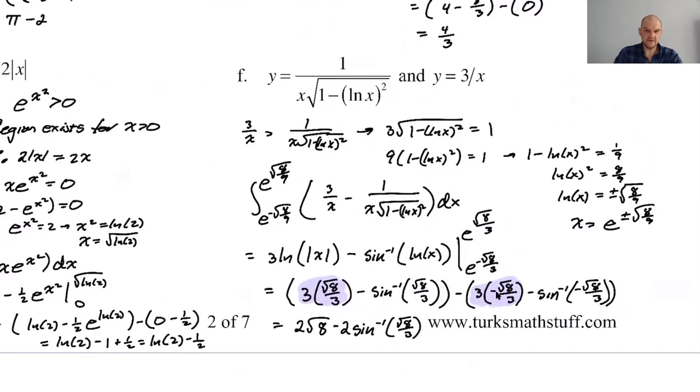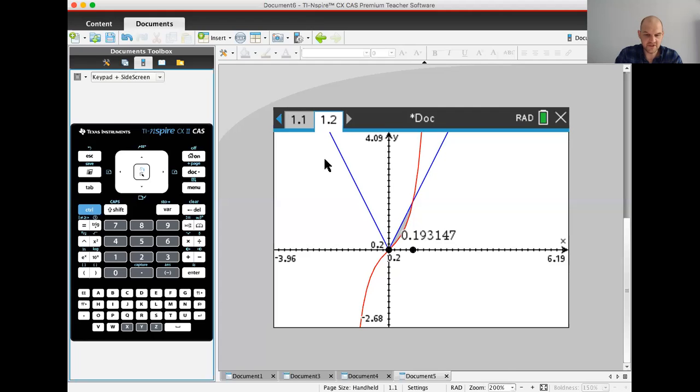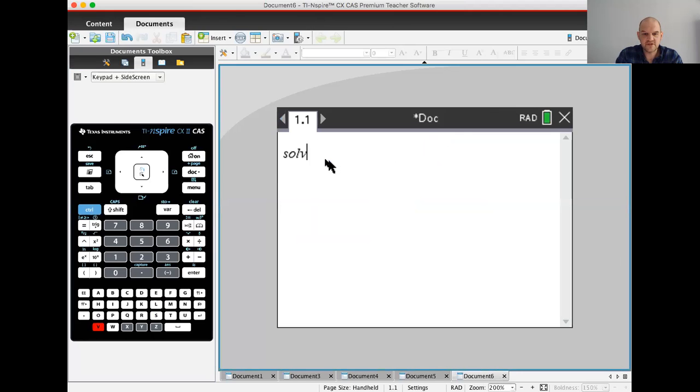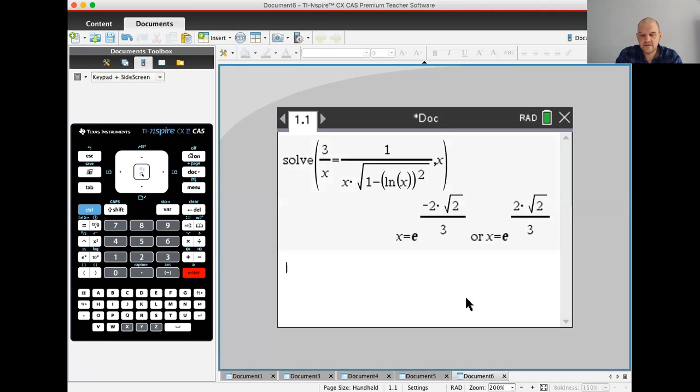All right, here we go. What are we gonna do? This is longer than I intended, but this is like a pretty challenging problem. All right, solve 3 over x. A lot of it hinges on this. 1 over x times the square root of 1 minus natural log of x squared. Yeah, x. 2. Okay, so far so good, I think.